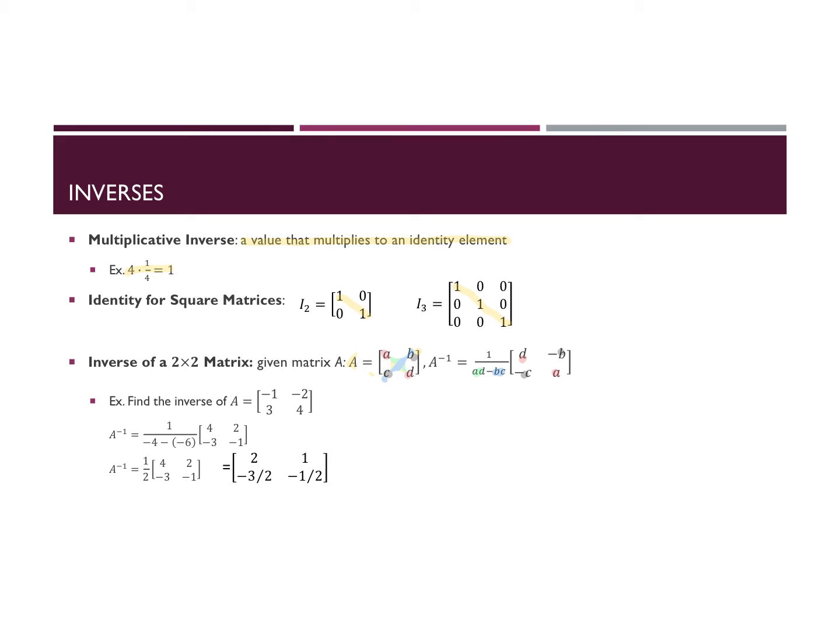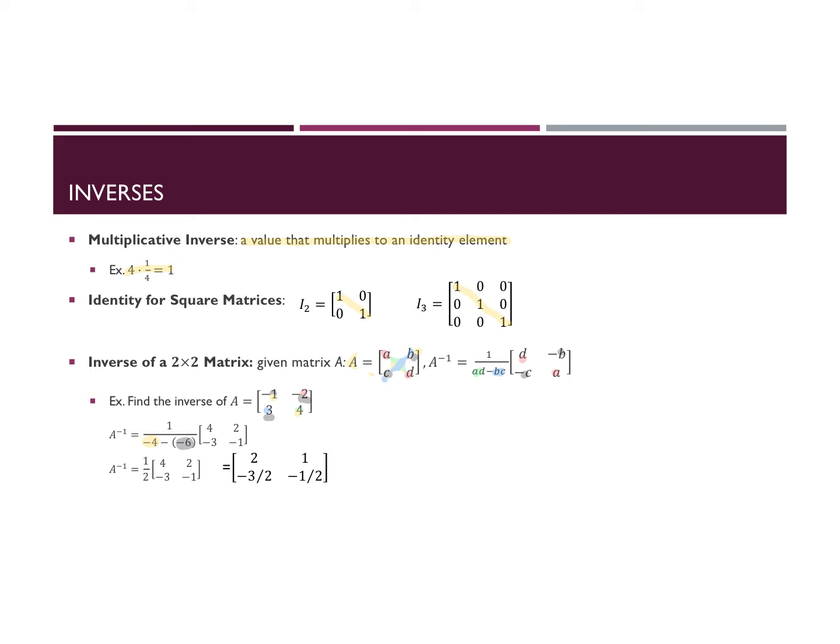So if we look at an example, notice we have the inverse of A, where row 1, column 1 is -1, row 1, column 2 is -2, row 2, column 1 is 3, and row 2, column 2 is 4. So notice we have our 1 over -4, which would be the product of -1 and 4, minus the product of -2 and 3.